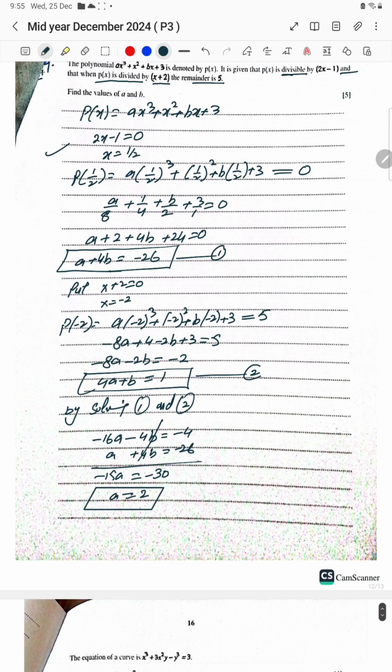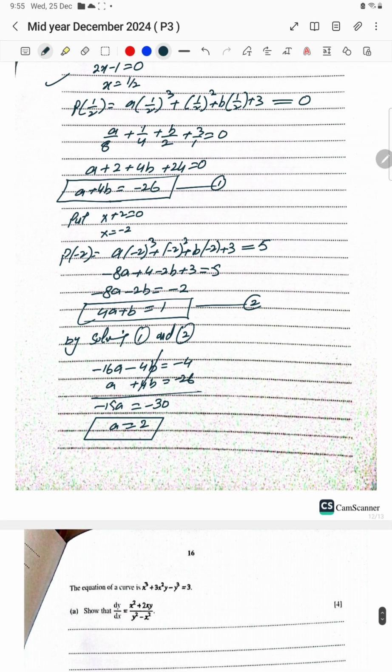And while substituting the value of a in any one of the equations, say in 1, I will get 2 plus 4b equal to minus 26, 4b equal to minus 28, b equal to minus 7. These are the values of a and b we are looking for.